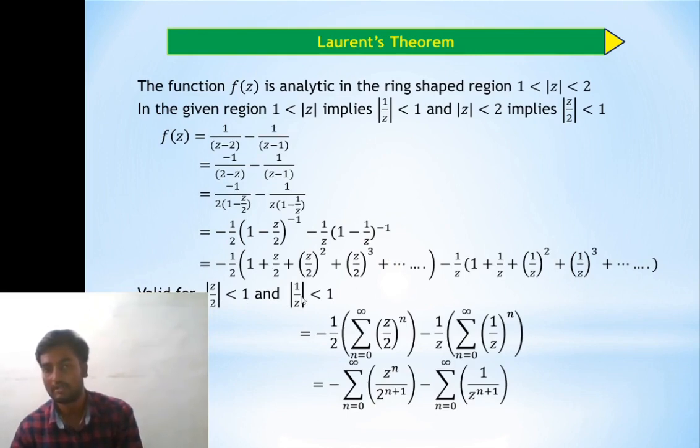The second one is valid when mod 1 by z is less than 1. Then you can write this in summation notation too: minus 1 by 2 times the summation from n equals 0 to infinity of z by 2 whole power n, and minus 1 by z times 1 by z whole power n. Since a power m into a power n is a power m plus n, we get minus of 2 power n plus 1 here, and 1 by z power n plus 1.